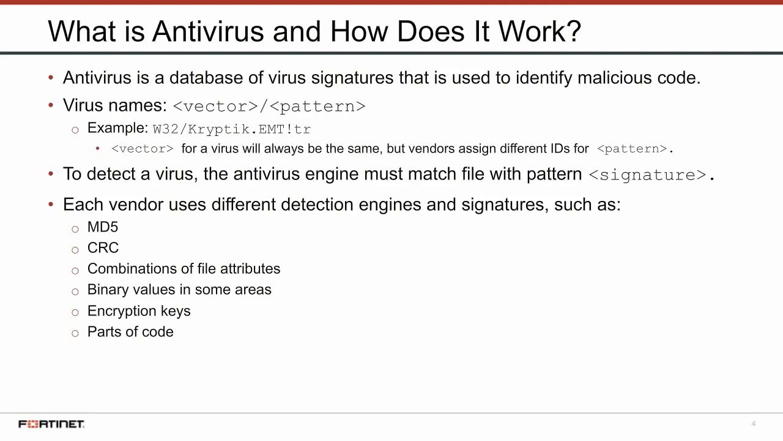An antivirus is a database of virus signatures that is used to identify infections. During an antivirus scan, in order to be detected as a virus, the virus must match a defined pattern called a signature. Different vendors assign different names to the same virus. All vendors use the attack vector designation in the virus name. The vector comes at the beginning of the virus name. Some examples include W32, which represents 32-bit Windows, W64, which represents 64-bit Windows, JS, which represents JavaScript, which is cross-platform.